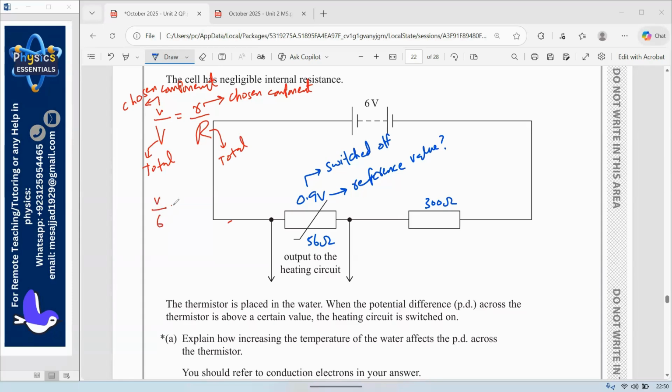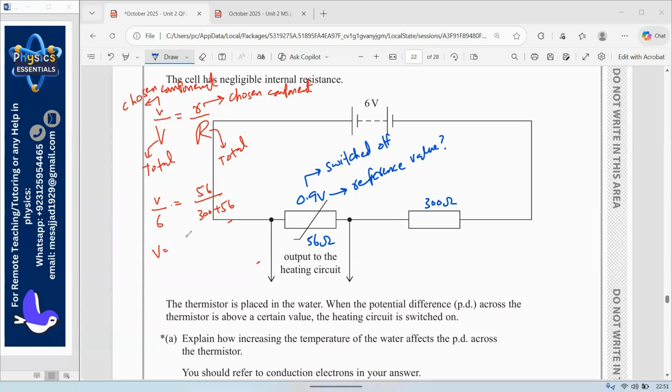The capital V is 6, and small r is 56, which is given for the thermistor. The total should be 300 plus 56, right? Because they are connected in series. It's a single path. You can see the whole circuit has a single path. If you have a single path circuit, it means the current is always flowing in one direction. So such a circuit is called a series circuit.